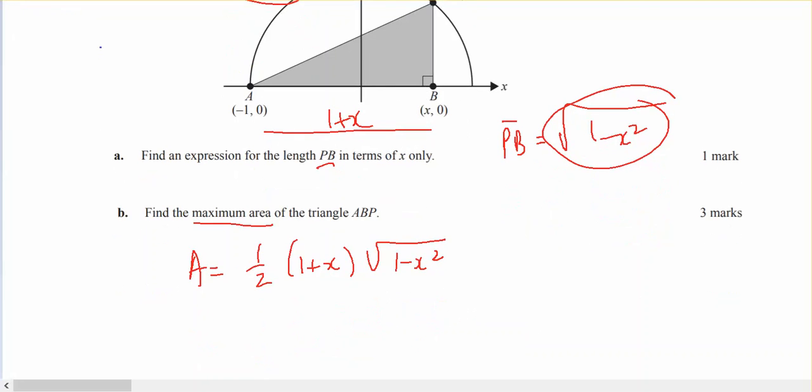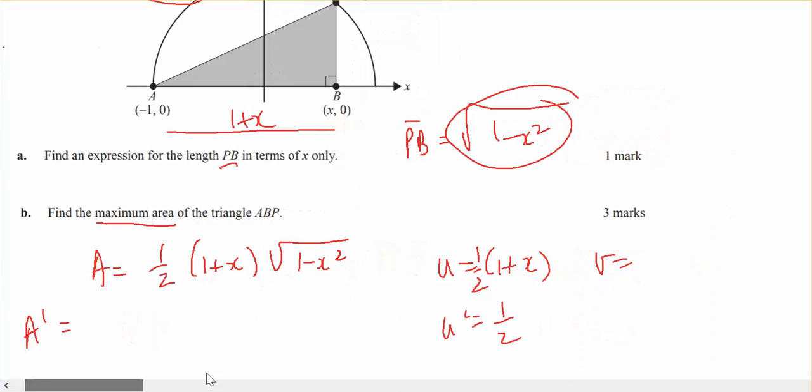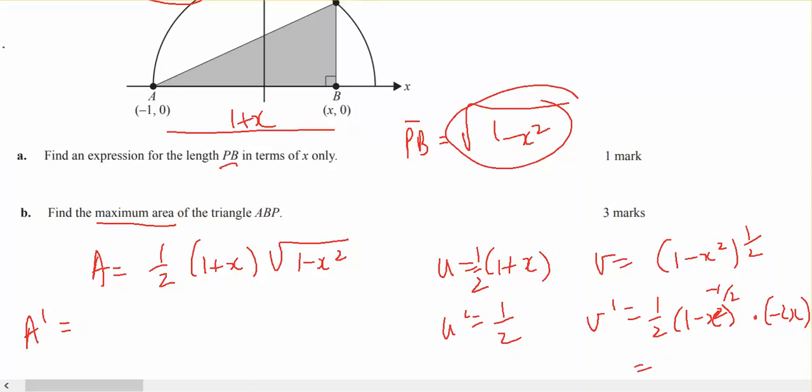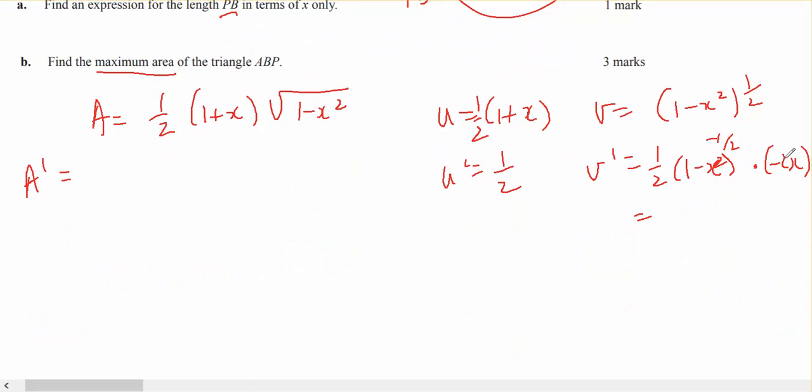Now I need to take the derivative. So A dash will be, it's a chain rule, so u equals 1 plus x over 2. So u dash is going to be equal to a half, and v equals 1 minus x squared to the half, so v dash will be a half, 1 minus x squared to the negative a half times minus 2x, which, cleaning that up, the 2 will cancel with the 2, so minus x, 1 minus x squared to the negative a half.